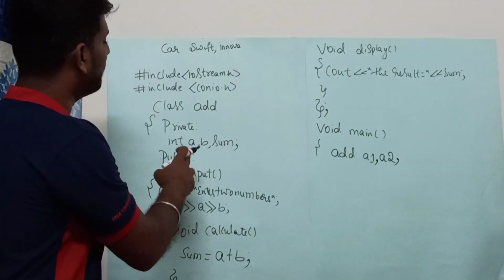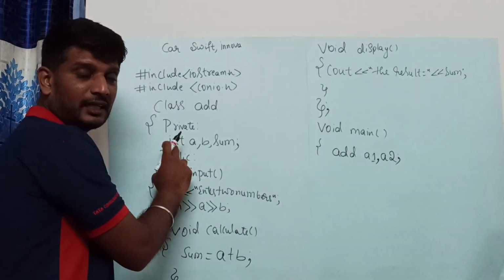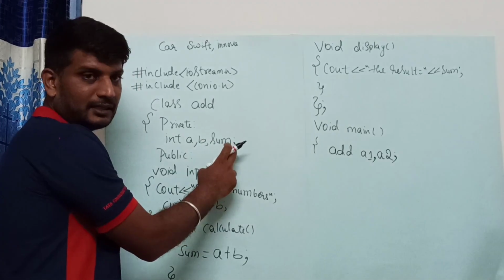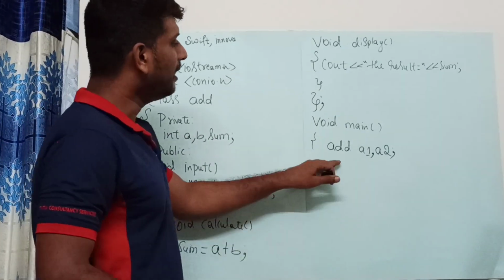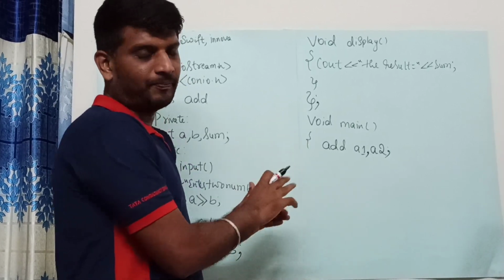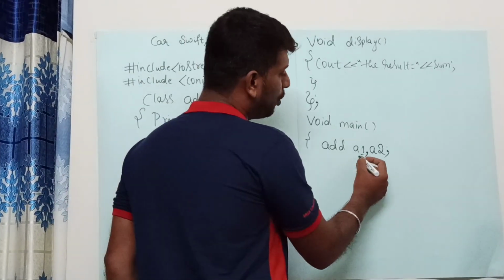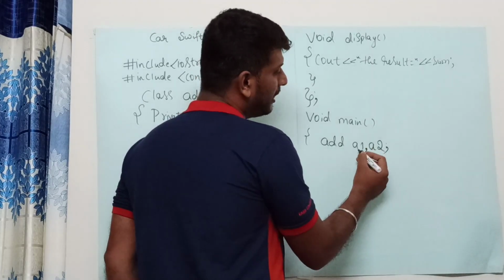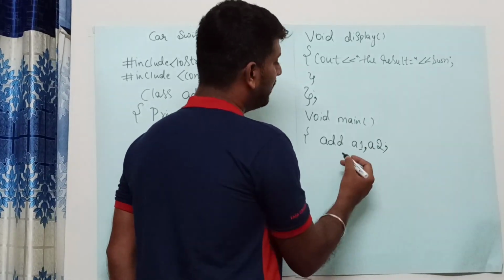Like this, you can create any number of objects. You can take this example also: you can declare multiple variables in a single statement. Same way, you can create multiple objects for a single class. Now I have created two objects, A1 and then A2. Next, what do I have to do?